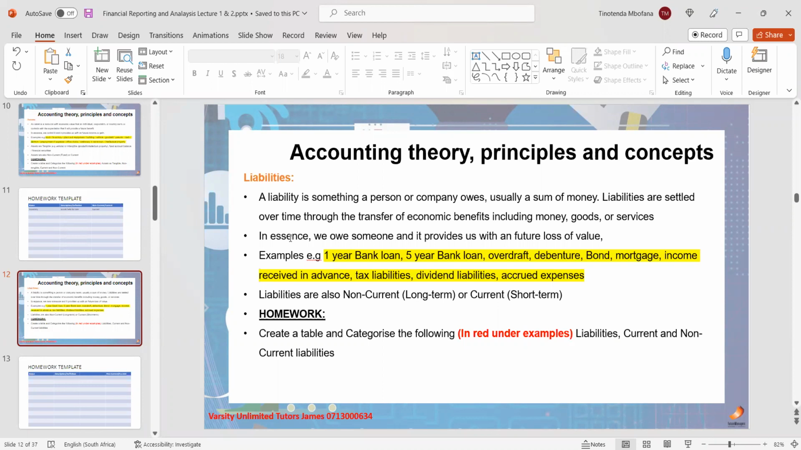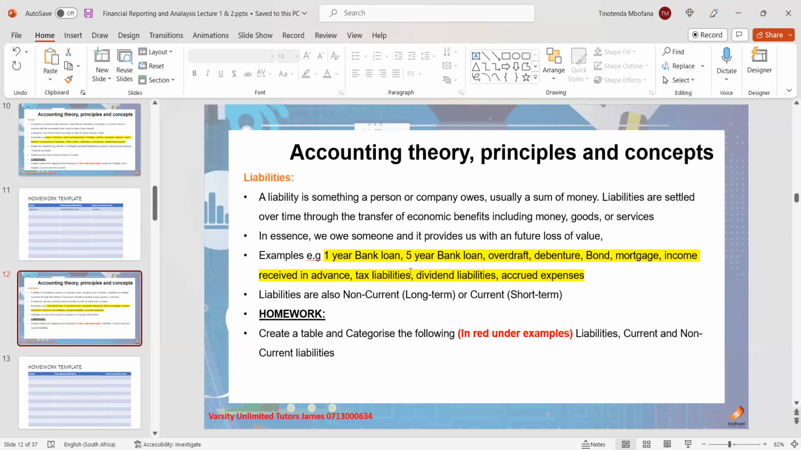So again, those are examples of different types of liabilities. So a bank loan, if you as an organization have a bank loan, that's a liability. If you as an organization have got a mortgage, that's a liability. If you as an organization have got an overdraft facility, that's a liability, right? A debenture is basically like a loan. It's just finance terminology, basically an official bank loan taken on the stock exchange, something like that, right?